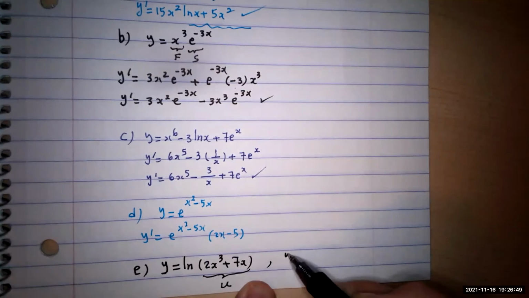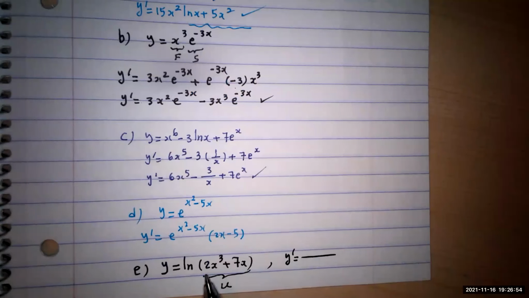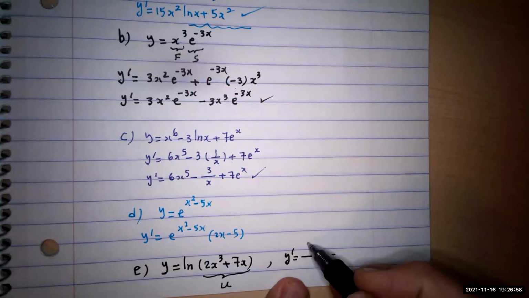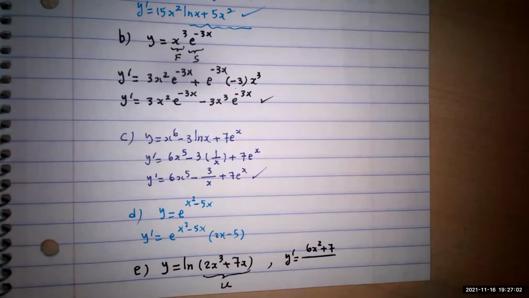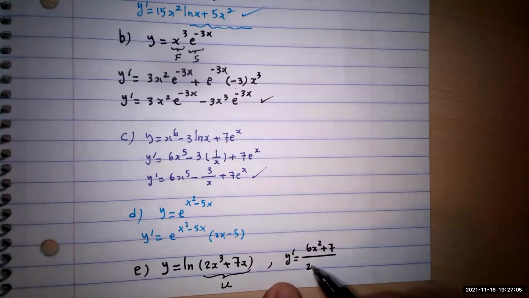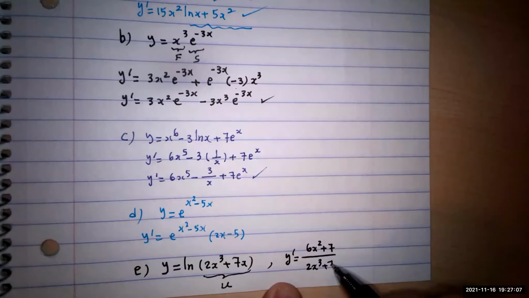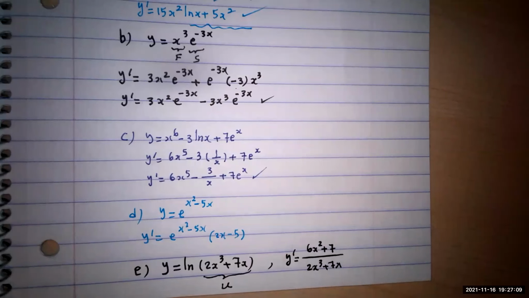So y prime is going to be equal to, we get a quotient, u prime, the derivative of the inside. Power rule, 6x squared plus 7, that's going to be your u prime, divided by u, so 2x cubed plus 7x. No simplification is possible. That would be the derivative of your function. Okay, u prime over u. Any question? So that's differentiating the exponential function and the ln function.